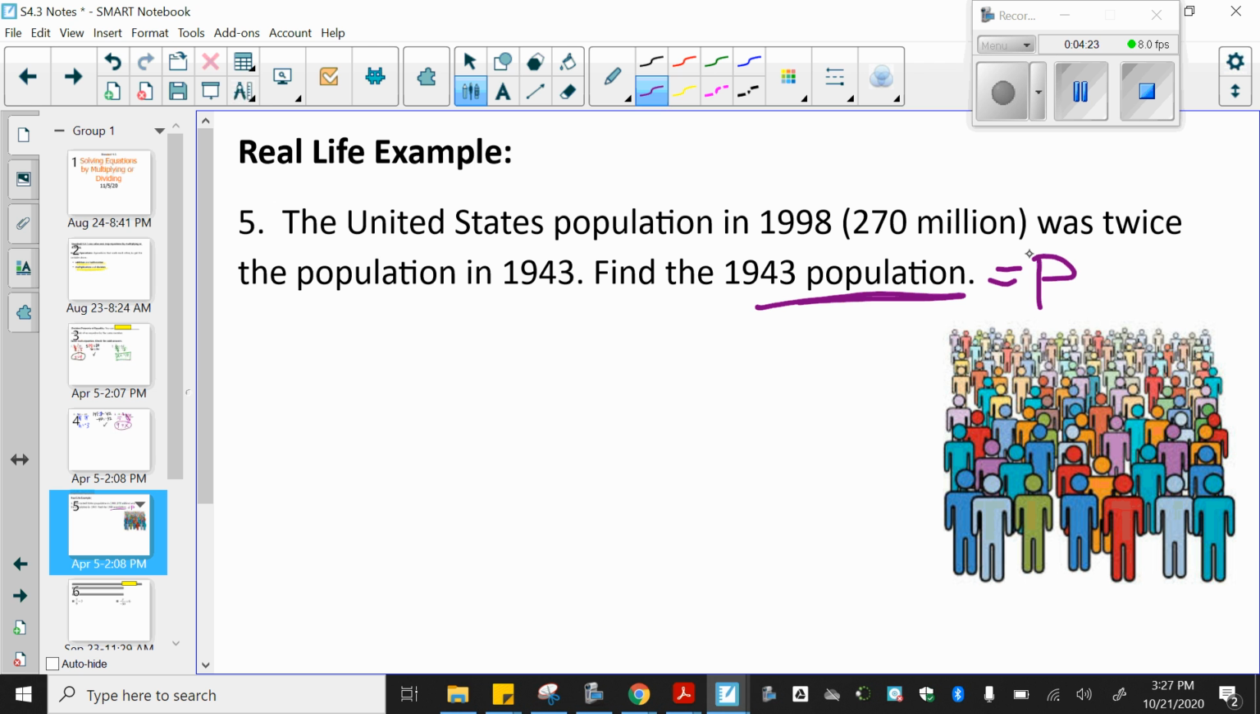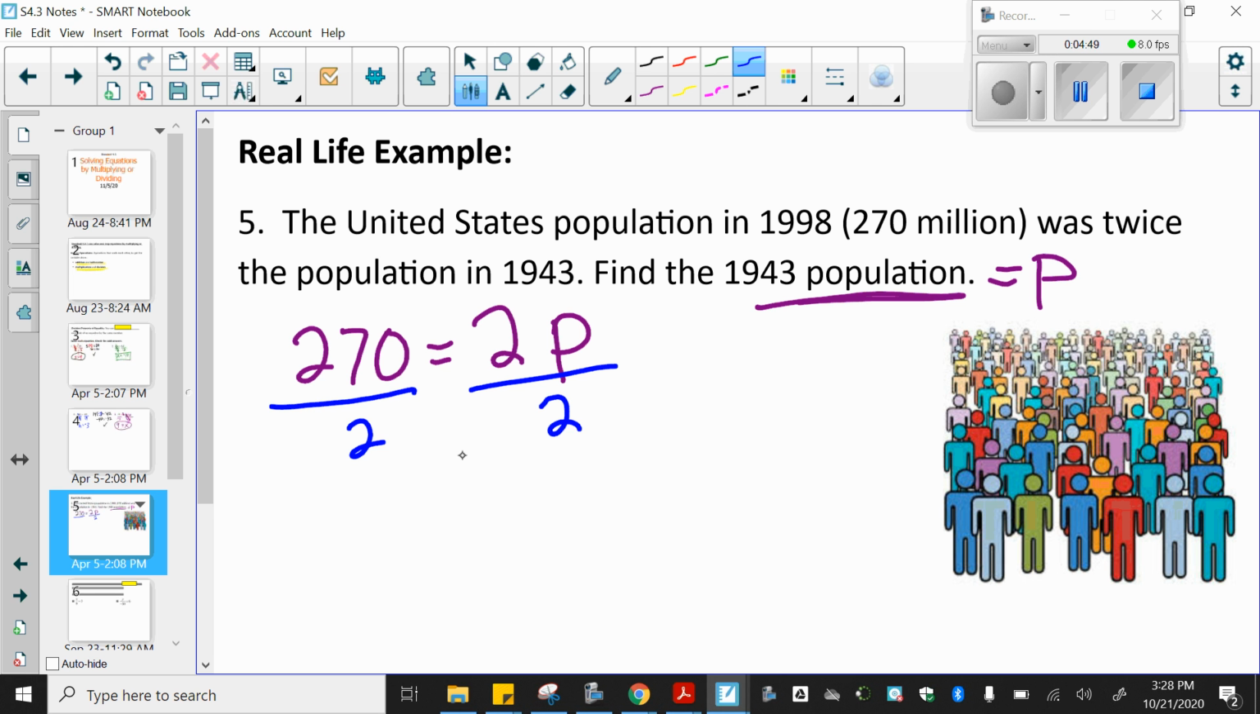So we're saying that 1998 was twice 1943. So we know that we need to multiply the one that's smaller by 2 to make it the one that's bigger. So we'll say 270, we're going to make our answer in millions, equals 2 times P. To solve that, we want to get P by itself, so I'm going to divide by 2, divide by 2. Those cancel to leave P. 270 divided by 2. If I type that in the calculator, I'm going to get 135.